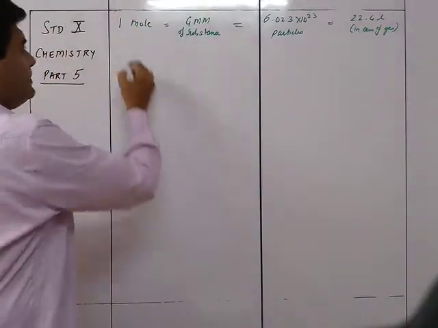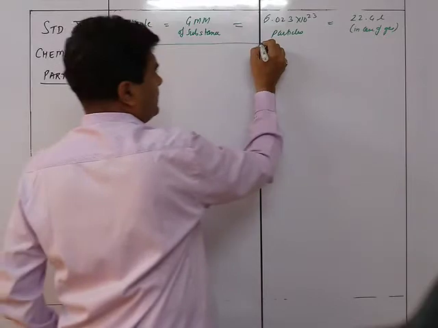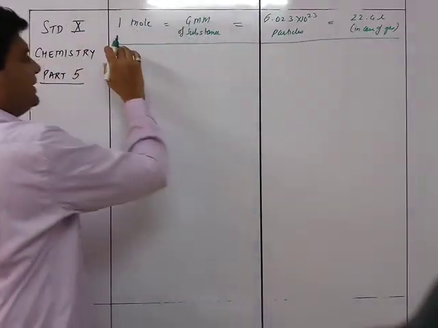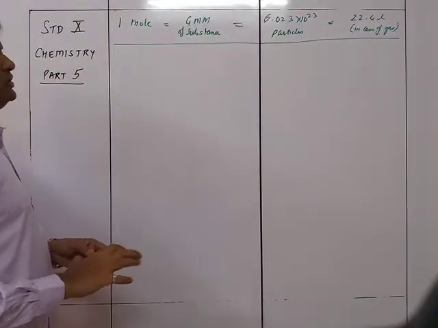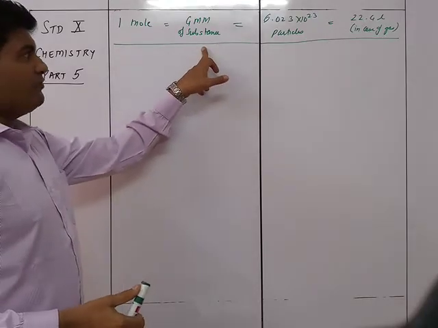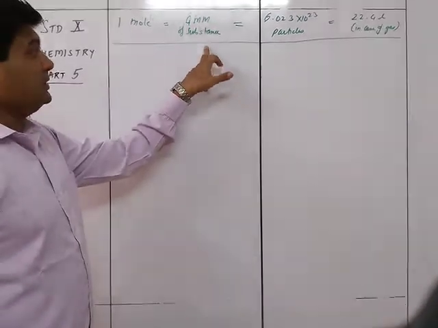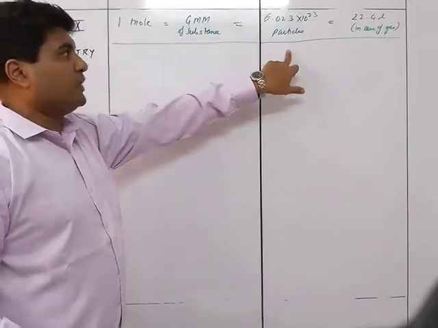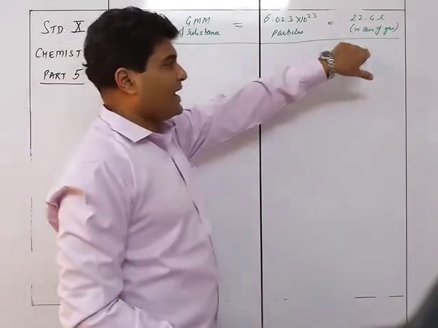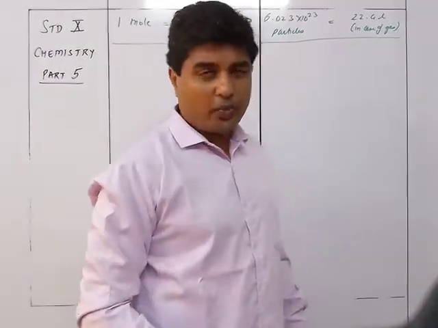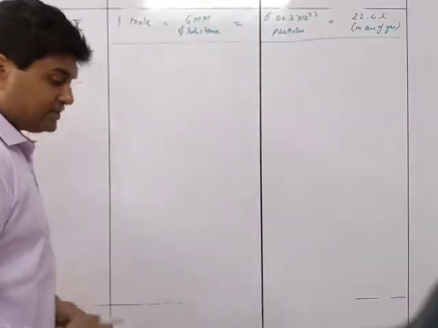This is the main mole concept we are talking about. When I take 1 mole, it is equal to the GMM of the substance, weight wise. It will have 6.02 into 10 to 23 particles, and it will occupy 22.4 liters. So let's see the first sum.